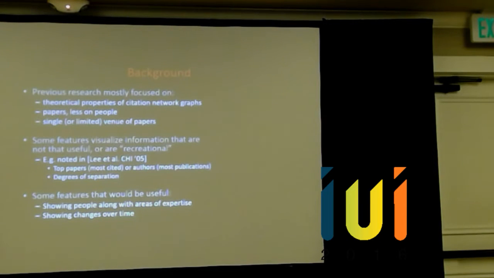A lot of the previous work focused on the theoretical properties of citation network graphs and more on the papers than the people, and also on single or limited venues of papers. As has been pointed out before, some of the things that are visualized are not really that useful, such as the paper with the most citations or the author with the most publications, and things like degrees of separation. Some things that would be useful to visualize are the people along with the areas of expertise and also the temporal dynamics.